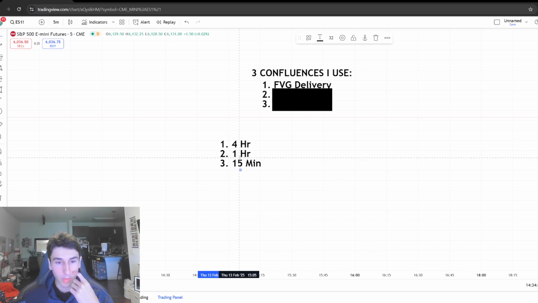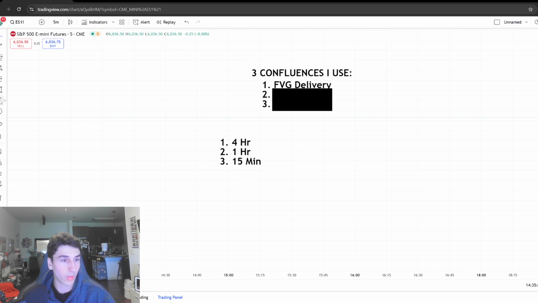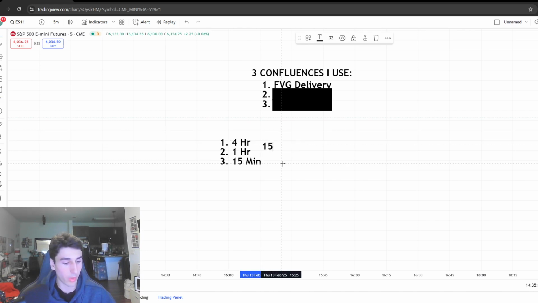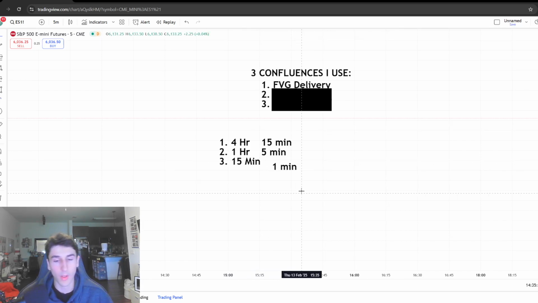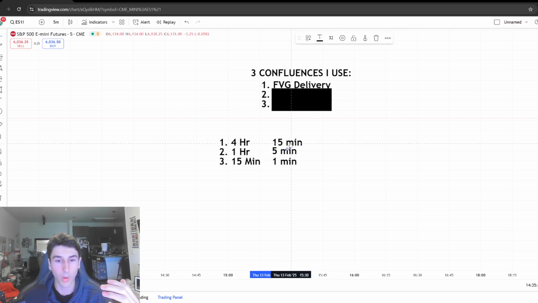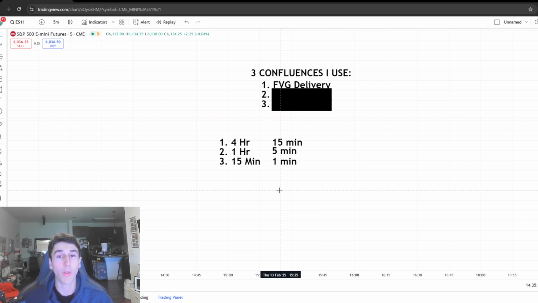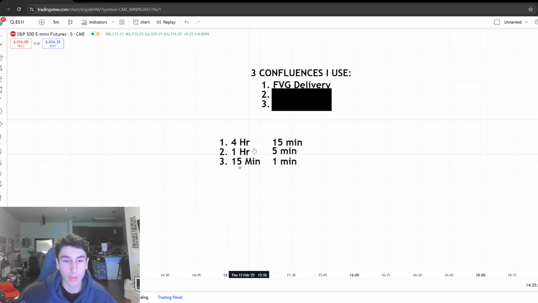Now, there's actually time frames that align with each one of these fair value gaps. Now, with the 4-hour, technically the 4-hour would align with the 15-minute. The 1-hour would align with the 5-minute. And then the 15-minute would align with the 1-minute. Now, how I actually trade them and what it means by aligning time frames is basically what time frame you would find an entry model properly when delivering off of these types of fair value gaps.